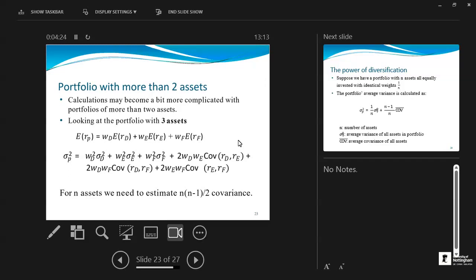So calculations, as we know, may become a bit more complicated with portfolios that have more than two assets. If we look at this example of three assets, this is how our formula would look. You can see that in terms of expected return, it's quite simple because it's simply the weighted average. But when it comes to variances, when it comes to risk, it depends upon the covariances between the assets. So if we have three assets, we have to look at the covariance between 1 and 2, the covariance between 1 and 3, and the covariance between 2 and 3 as well.